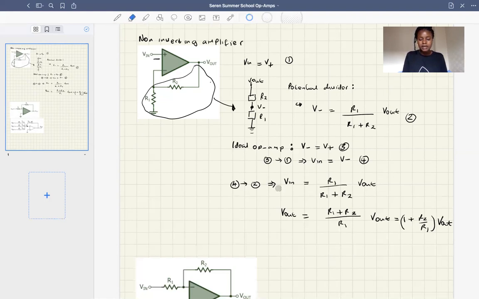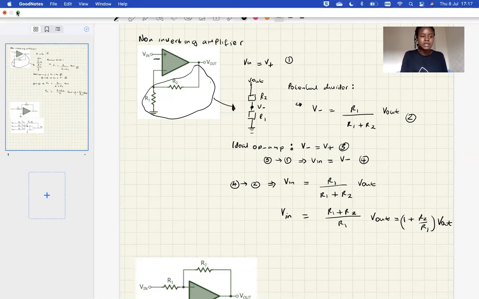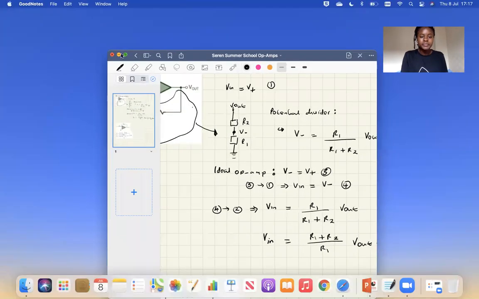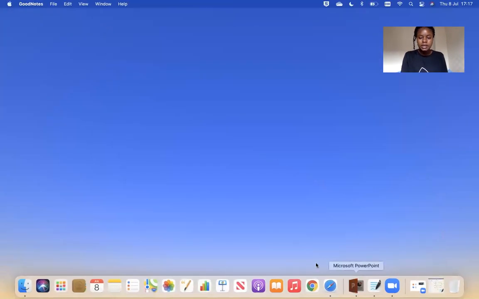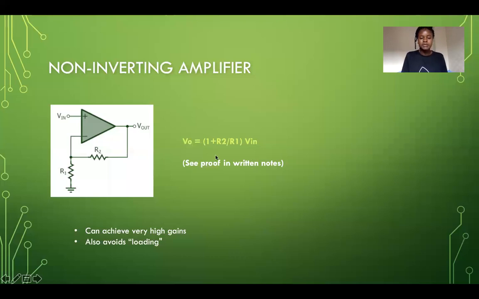This should say V in. Sorry, I think that would have been the point where someone corrected me in a live lecture, but yeah, that should say V in. And we get this expression here, and if we just go back to the lecture slide, that should be what we've got. Yes, so we've got 1 plus R2 over R1 times V in.